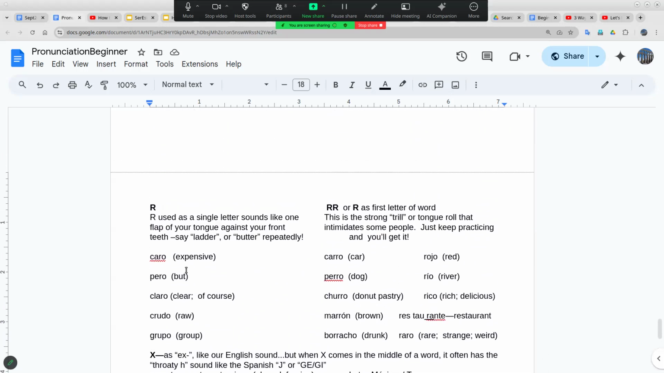So now we're going to take some things that don't have an F, but this is the single flap. Another trick that a lot of people try to get people to imitate the single R sound is that in English, if you say ladder, butter, butter, it's similar to that sound. You feel your tongue flap against the roof of your mouth, right?